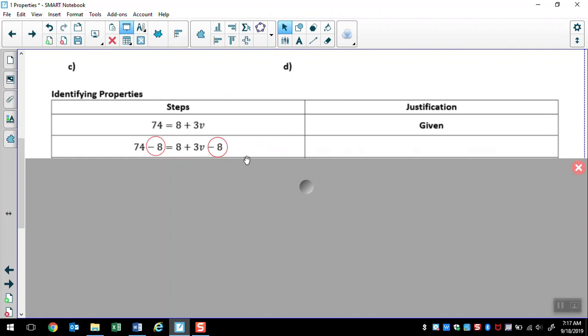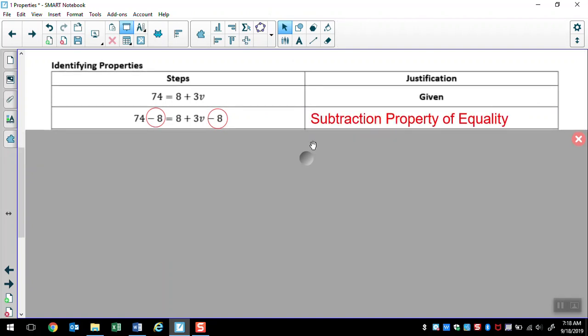So here we subtracted 8 from both sides. So what property is that? Remember, if I do something to both sides, it's an equality. Since I subtracted 8 from both sides, it's the subtraction property of equality. All right, let's look at the next step.